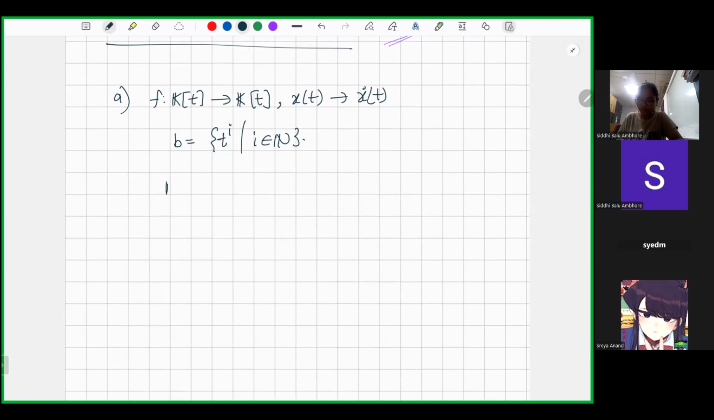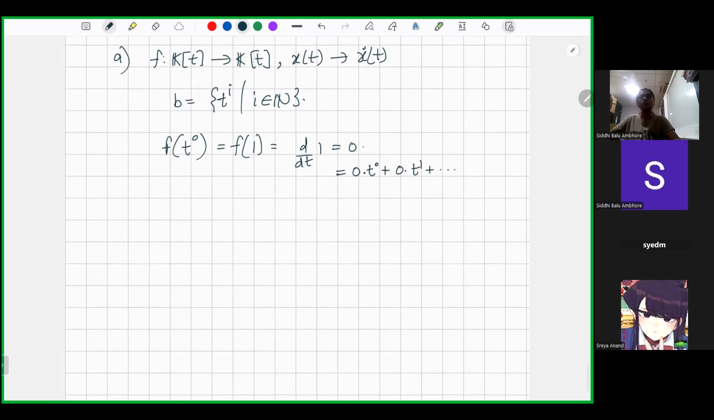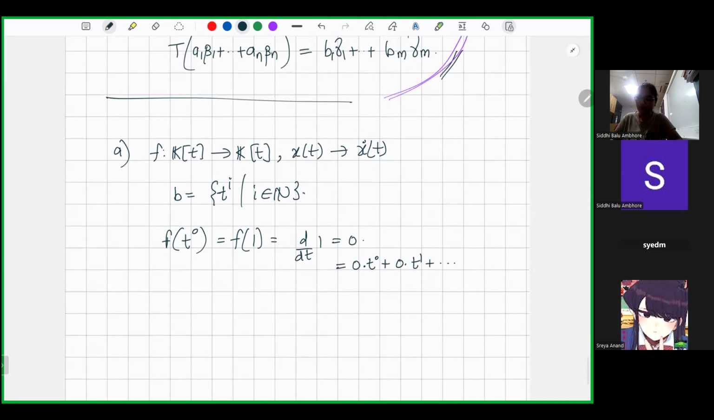So what is f of t to the power 0? The constant is also there in polynomials. So f of t to the power 0 will be f of 1, that is d by dt of 1, and that is 0. This 0 is just 0 times 1 plus 0 times t plus 0 times t to the power n, and so on. So the first column of this matrix will be 0. For now I am just writing this matrix here.